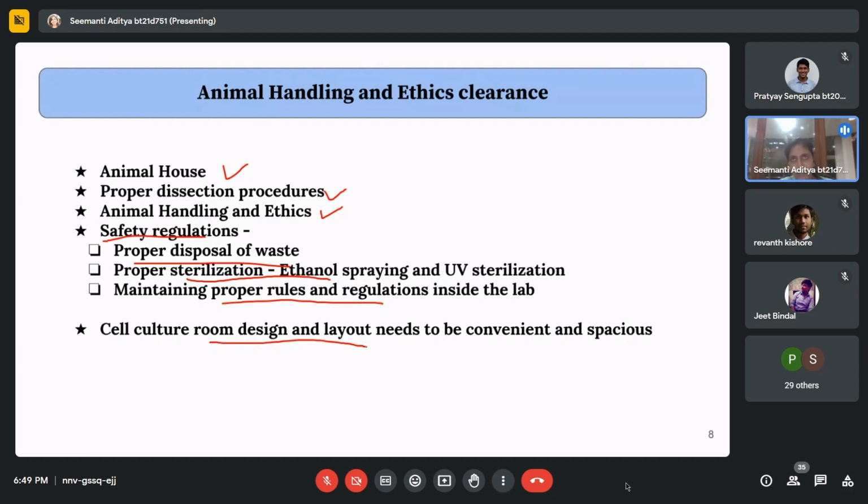There are so many contaminating substances when we are isolating neurons from the mice or any kind of animals.